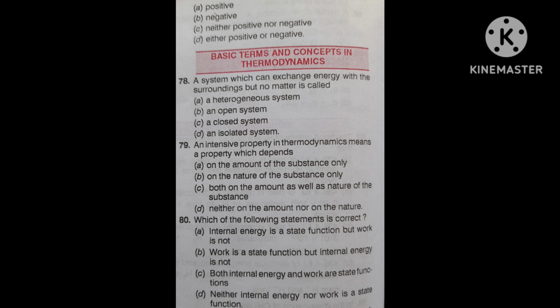Now I am telling the answer. The correct answer is neither positive nor negative, as melting is a process in equilibrium. Whenever melting is going on, it is at the equilibrium position. For equilibrium, what is the condition? Delta G must be 0. Zero means no negative, no positive.